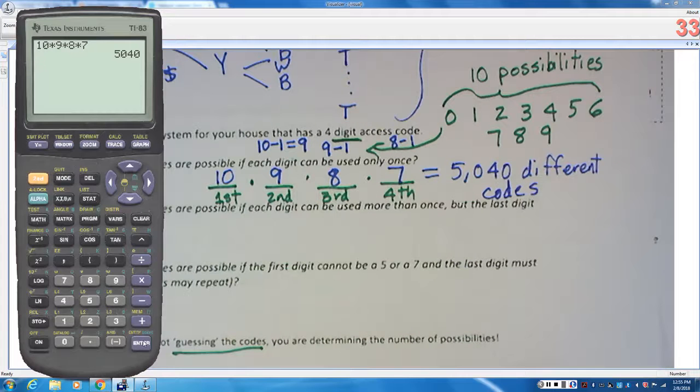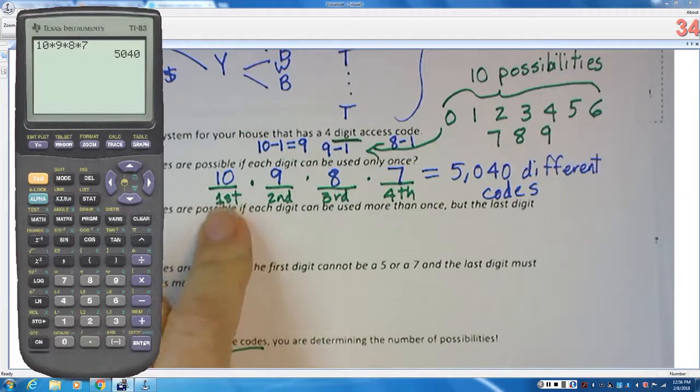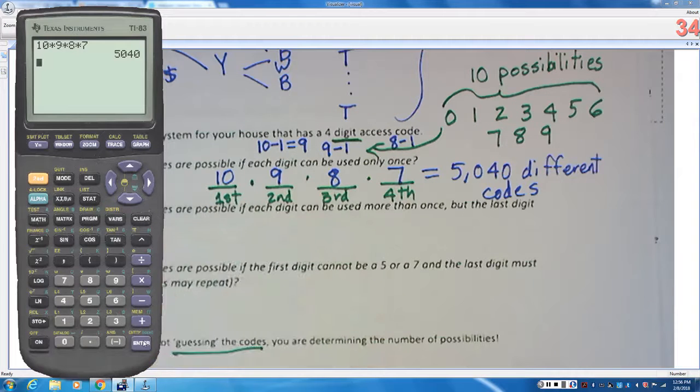So we really don't want to list all the possibilities. Do we want to make a tree diagram with that? No. We'd have 10 branches, and then from each branch we'd have 9, and then 8, and then 7. That's why we use the fundamental counting principle. It lets us look at each digit separately. Okay.